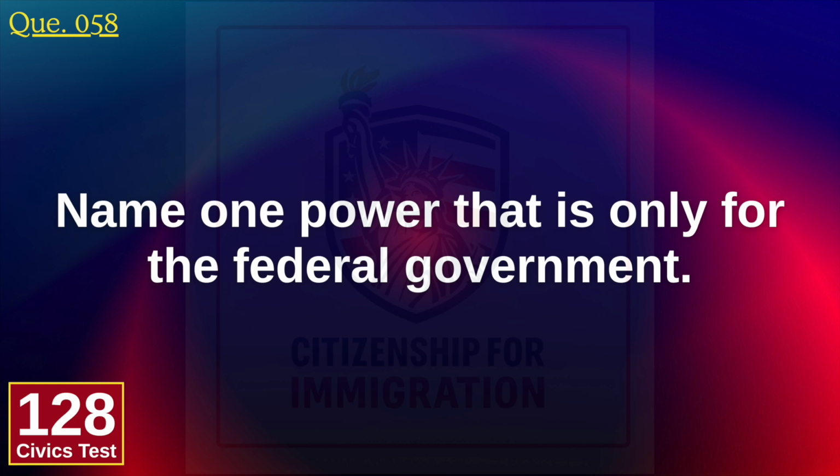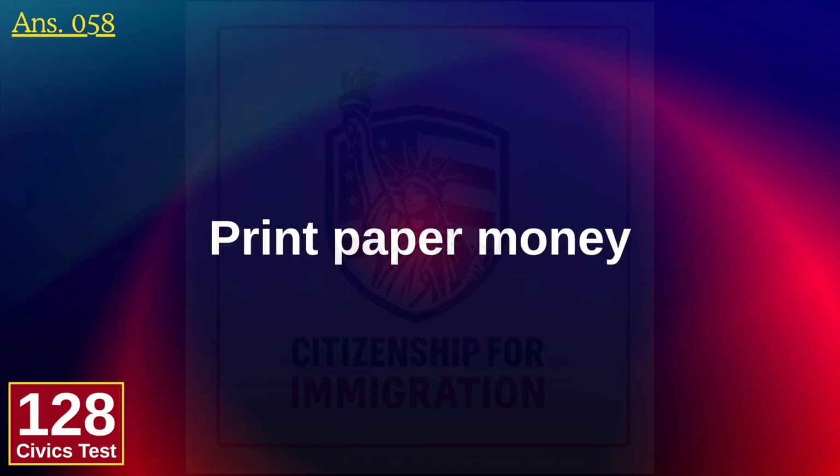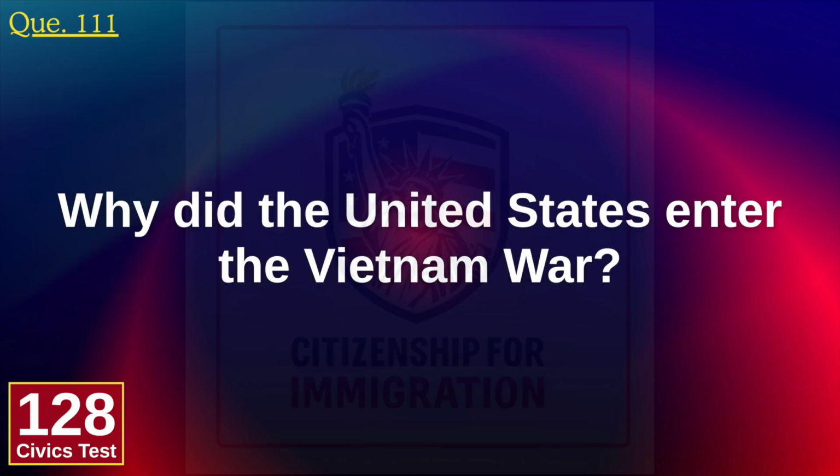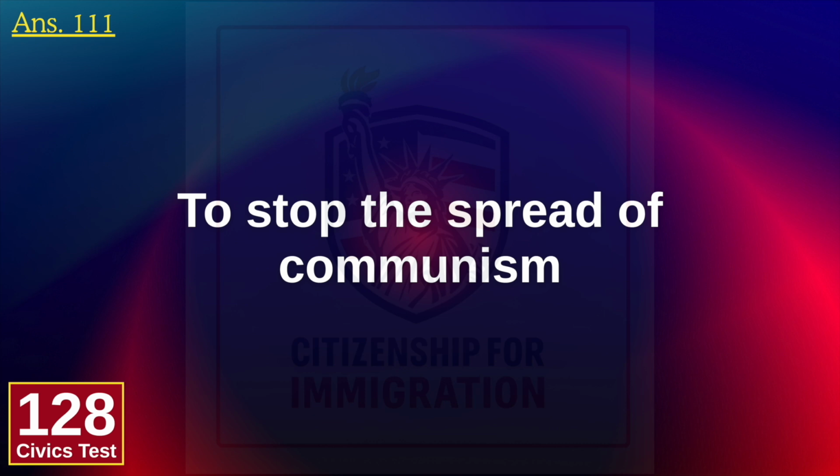Name one power that is only for the federal government. Print paper money. Why did the United States enter the Vietnam War? To stop the spread of communism.